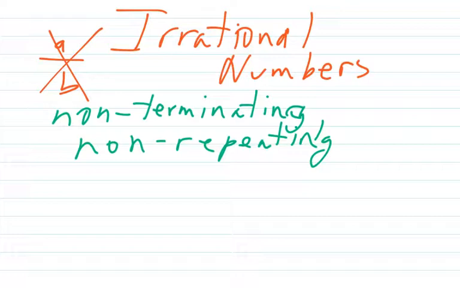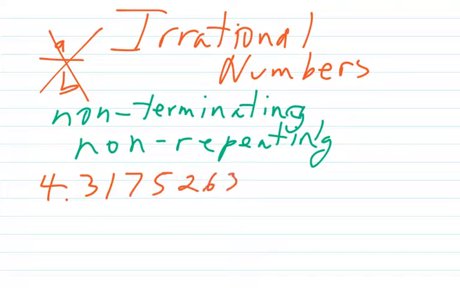So for example, let's say we have 4.3175263 and there's dots at the end. That's an example of an irrational number. Okay? Now let's look at other irrational numbers. Please go get a calculator. So stop the video lesson. If you don't have a calculator, please go get a calculator.